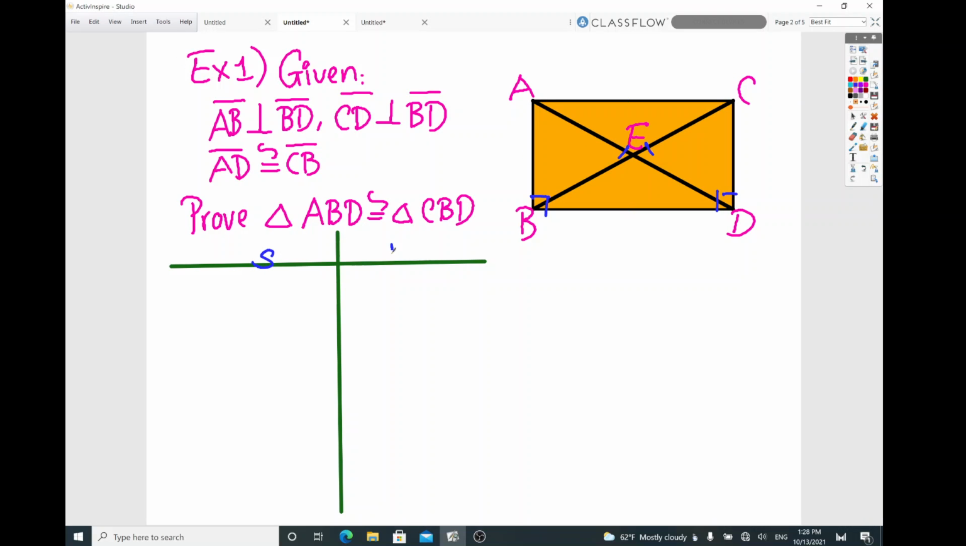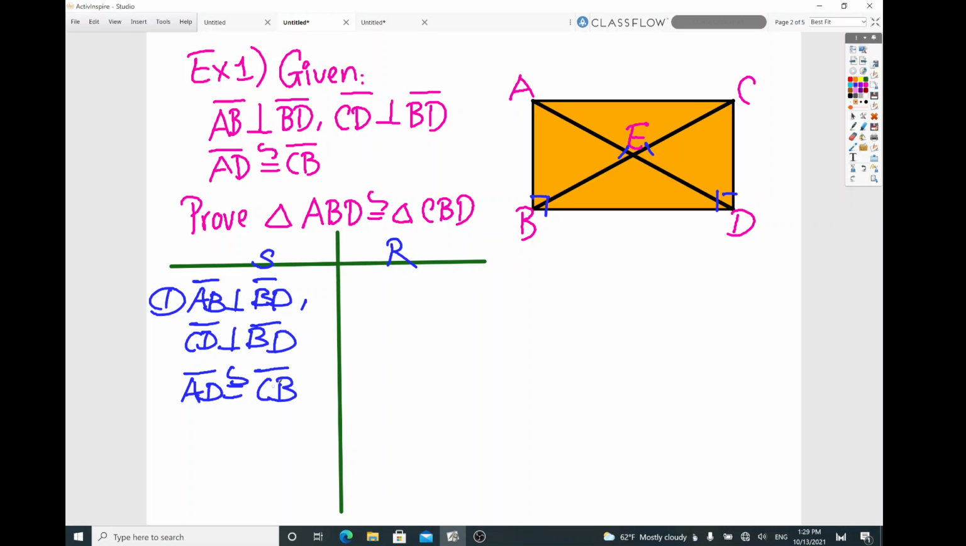Okay, so statement, reason. Again, the given is all about the written statements, the ones that we just went over here. So all the perpendicular line segments, and also you want to say that AD is congruent to CB. So it's all given. And then the next thing that you want to state here is that angle ABD is congruent to angle CDB.